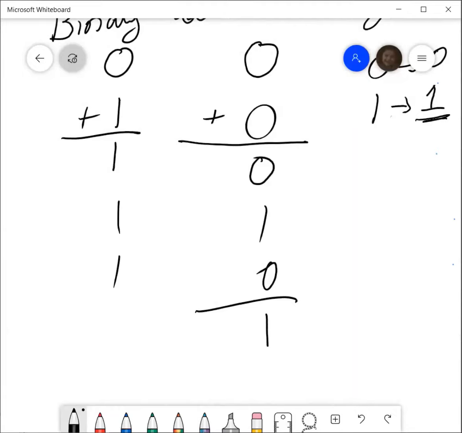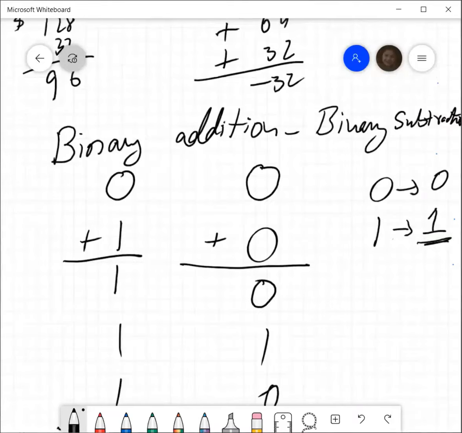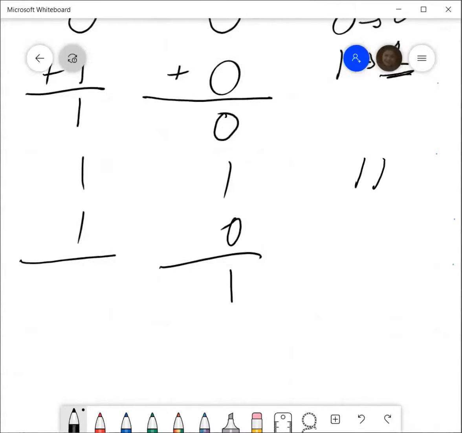Now what about 1 and 1? Because 1 plus 1, we have the highest thing that we can show is high current. So what to do with this? Here the same thing as generally happens. 1 plus 1 is equals to 2. And you remember from our previous table that 1 0 was actually representing 2. Binary 1 0 is representing 2.